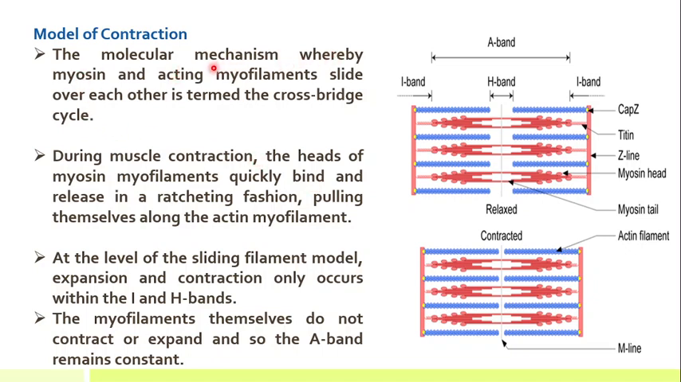See the molecular mechanism whereby myosin and actin myofilaments slide over each other is termed the cross bridge cycle. The first point will get clear to you: the molecular mechanism whereby myosin and actin myofilaments slide over each other. See, the red color muscles are myosin, the blue color muscles are actin. Both the actin and myosin filaments get overlapped with each other at the time of contraction.